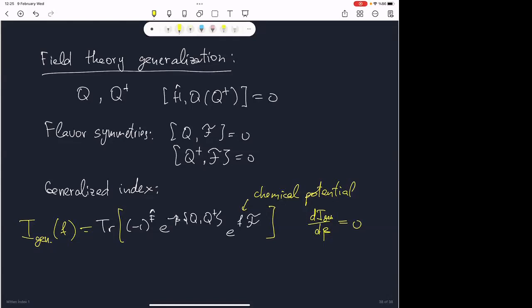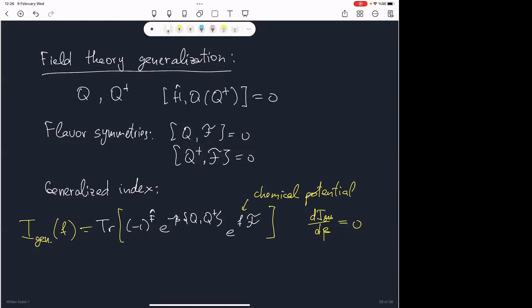Okay, so for instance, if you have as a flavor symmetry some SU(N) flavor group, then you have N F_i's, so N chemical potentials. Now this index, the generalization, was introduced I think at the end of the 80s or the beginning of the 90s by Sen, but somehow everyone forgot about his papers.